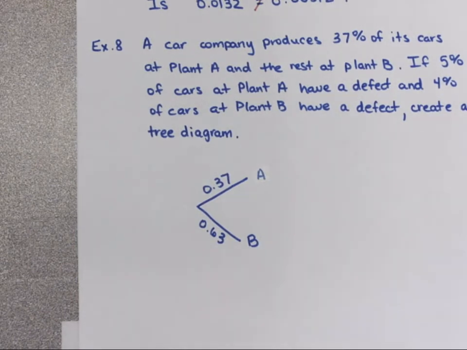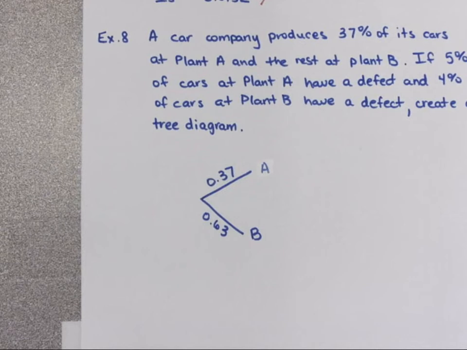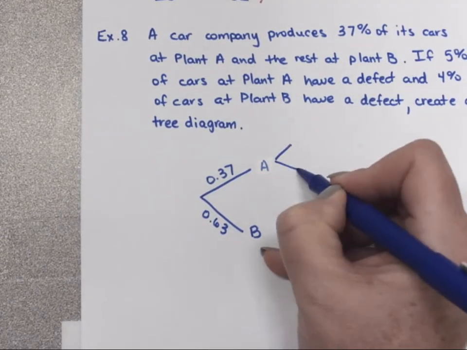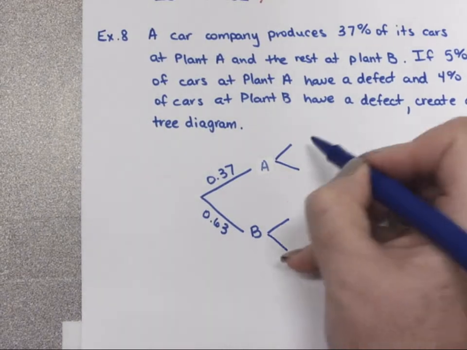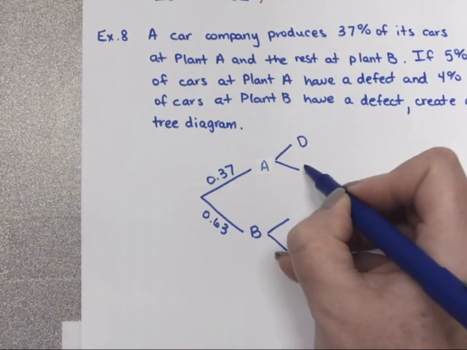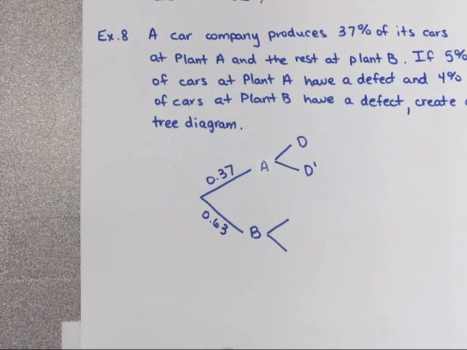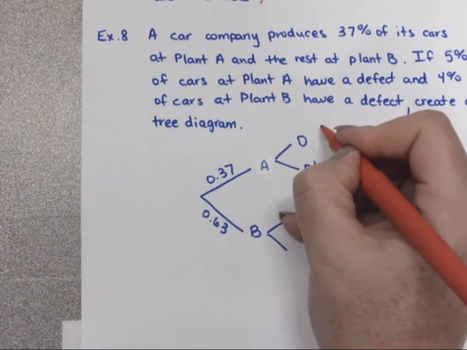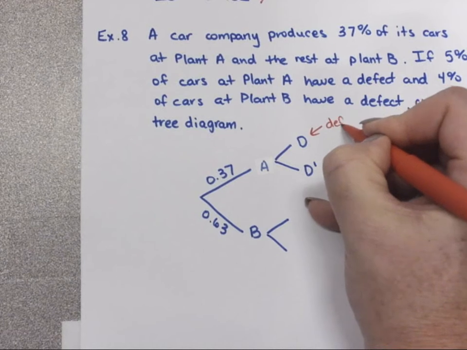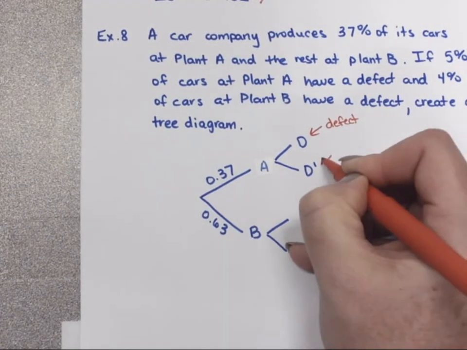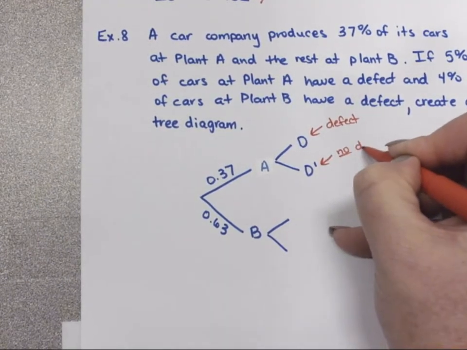So what's the next thing that we're tracking with this company? Whether or not there was a defect, right? And notice there can be a defect coming out of either plant, right? So we'll use D for defect. Do y'all remember this notation, right? What does the little 1 mean? It means nothing, no, right? So this would mean defect, and this means no defect.